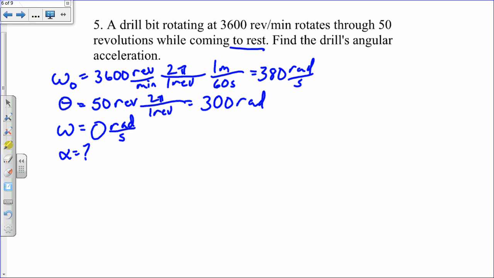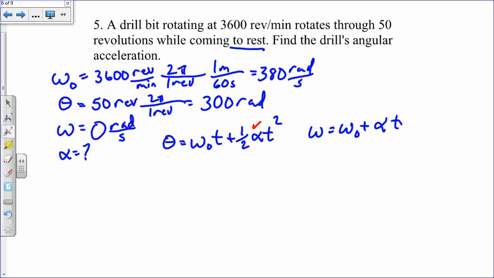But I also don't know what T or alpha is. Let's just write down my 2 equations. I know I have 2 unknowns, alpha and T, so I'm going to need 2 equations. So I have theta is omega naught T plus 1/2 alpha T squared. I always find it useful in these problems, if you have no idea what to do, to just write down the equations and start ticking off what you know and what you don't know. And then usually the solution will jump out at you. Omega equals omega naught plus alpha T. I don't know alpha here or here, and I don't know T here, here, or here. But in particular I want to know alpha.